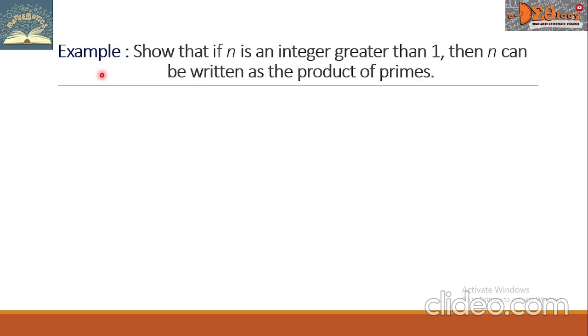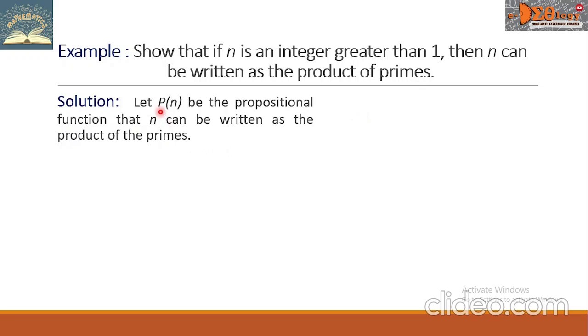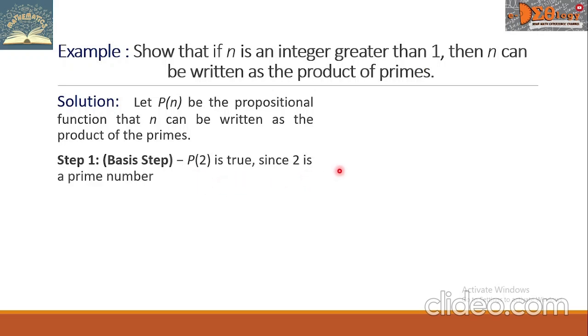Let us see this example. Show that if n is an integer greater than 1, then n can be written as the product of primes. Let P(n) be the propositional function that n can be written as the product of primes. Step 1 is the basis step. Our problem says that n is an integer greater than 1, so we start with the number 2. We write here P(2), and P(2) is true, since 2 is a prime number itself. Therefore, it can be written as the product of primes.